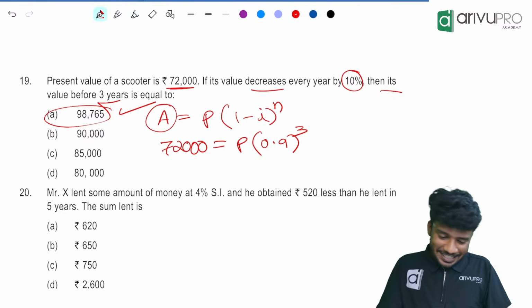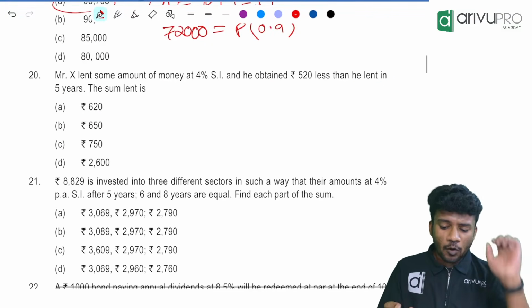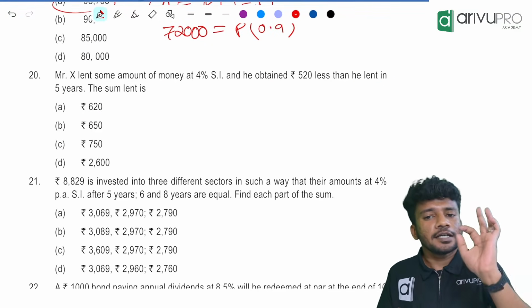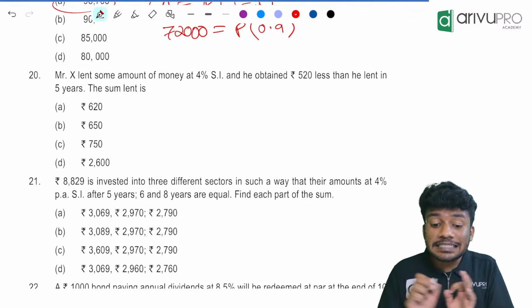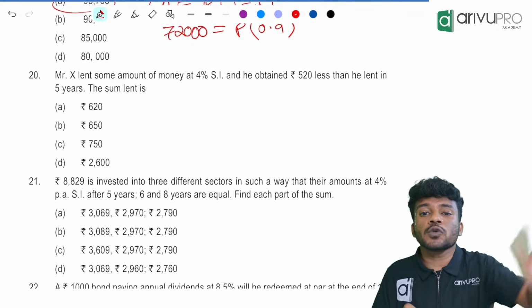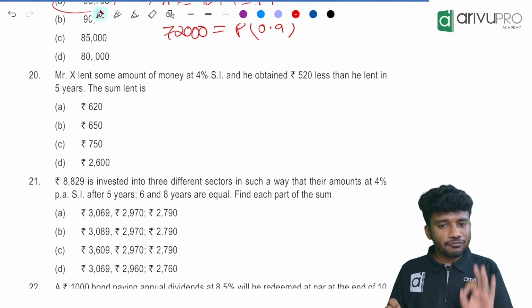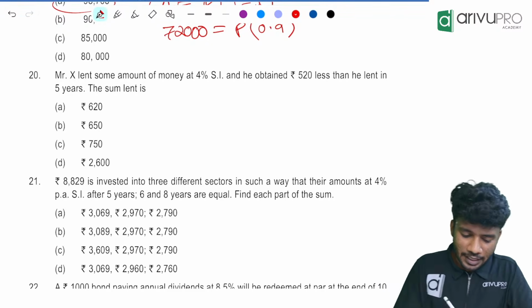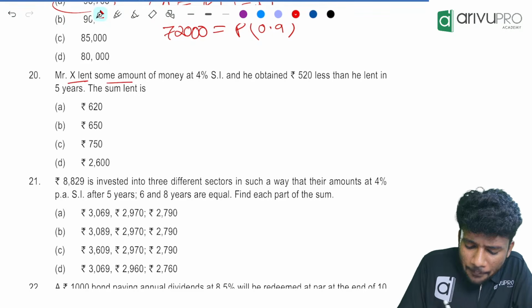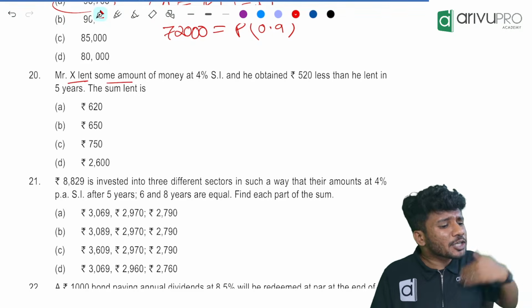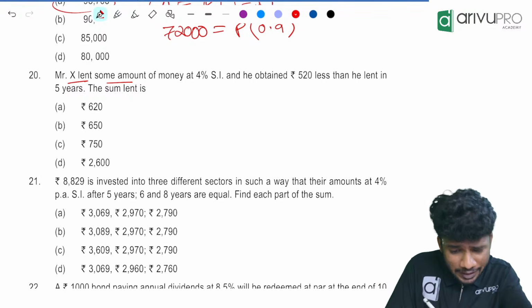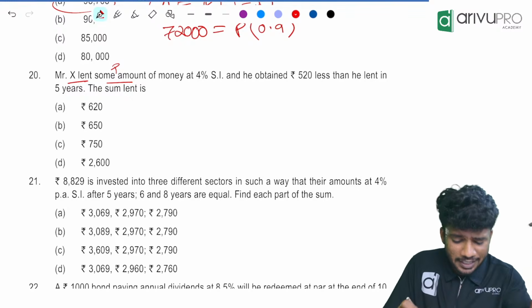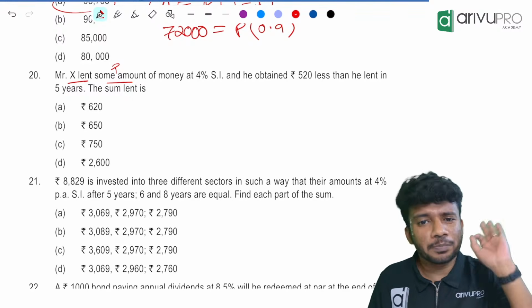Yes. Done. Next one. One of the best questions in the recent MTPs or RTPs. There is a high chance that this question will be there in the future also. So read it carefully and accordingly go for the question. X lent some amount of money. We are not aware how much money that is, so I will call that amount which he lent principal P.